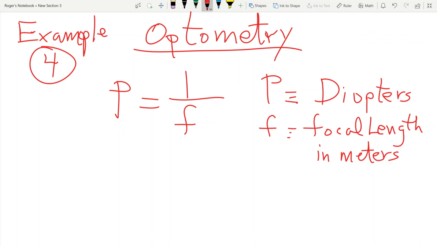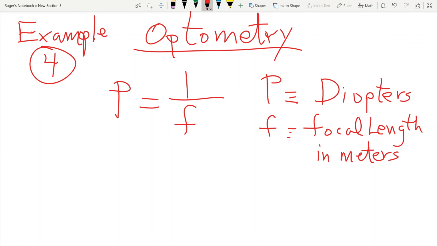Now, this is very much a physics problem. You can see physics keeps popping up again and again and again because it is so practical. There are numerous examples around us in life that come from physics. So we often see physics equations in our algebra courses. So here we go. Power in diopters of your lens is equal to 1 divided by the focal length, where the focal length is measured in meters, okay? So the first thing that this example wants us to do is to graph this equation. What does 1 divided by the focal length look like?